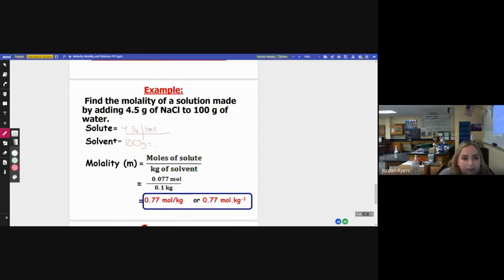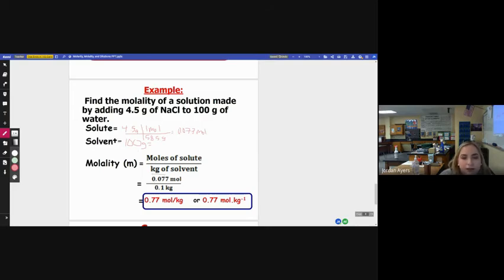Oops, I did that the wrong way. It should be in the bottom. So we have 58.5 grams is equal to 1 mole. And we're going to do 4.5 divided by 58.5, and that gets us 0.077 moles.